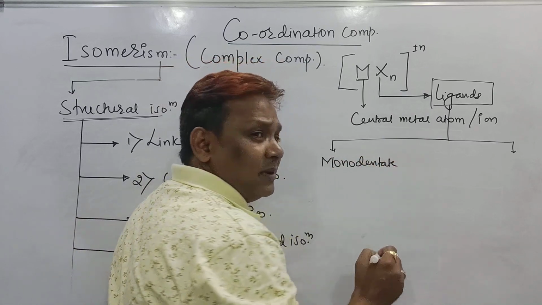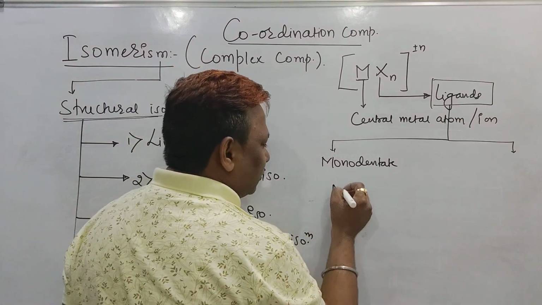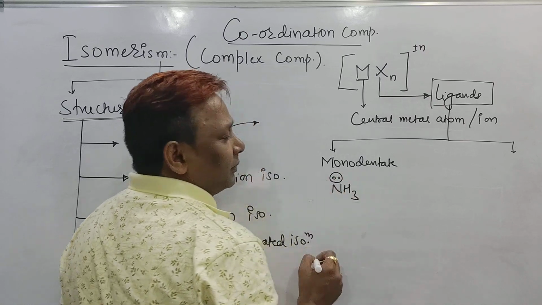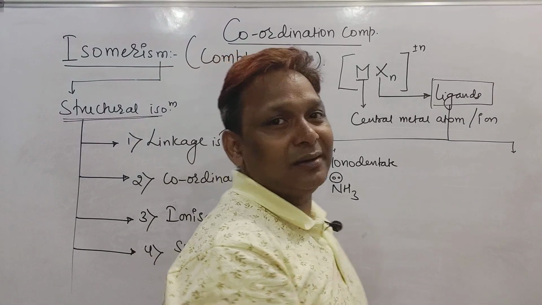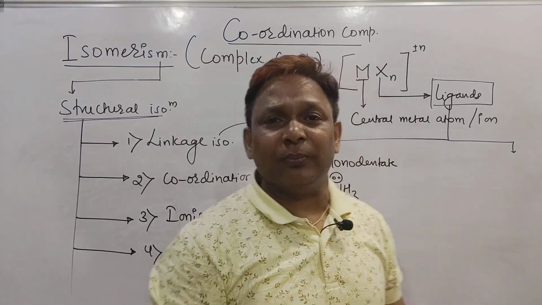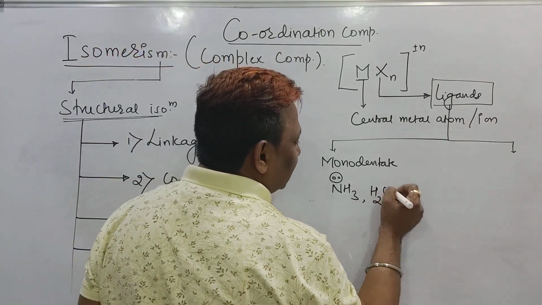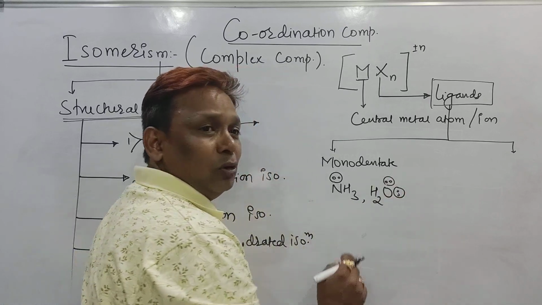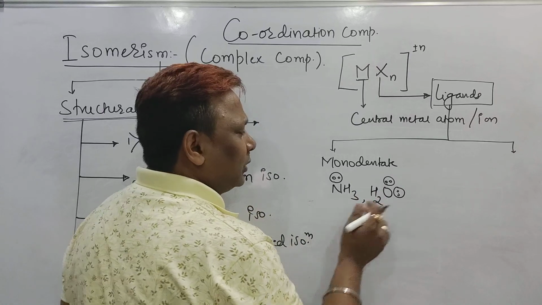Monodentate means the tendency to donate a lone pair is one. For example, in ammonia the nitrogen atom has only one lone pair, which means the ammonia molecule becomes a monodentate ligand. A ligand is a species which has a tendency to donate a lone pair. In a water molecule, the oxygen atom has two lone pairs, but it can donate only one lone pair, so it is monodentate.